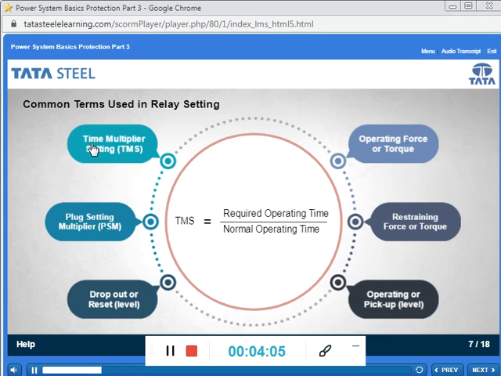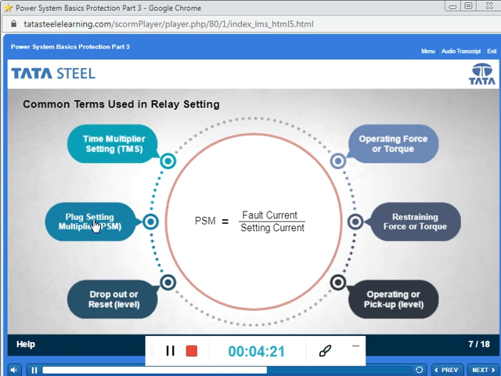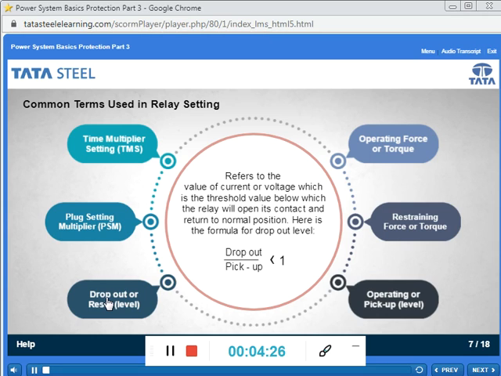Time multiplier setting, TMS. TMS is equal to required operating time by normal operating time. Plug setting multiplier, PSM. PSM is equal to fault current by setting current. Dropout or reset level refers to the value of current or voltage, which is the threshold value below which the relay will open its contact and return to normal position. Here is the formula for dropout level. Dropout by pickup is less than 1.